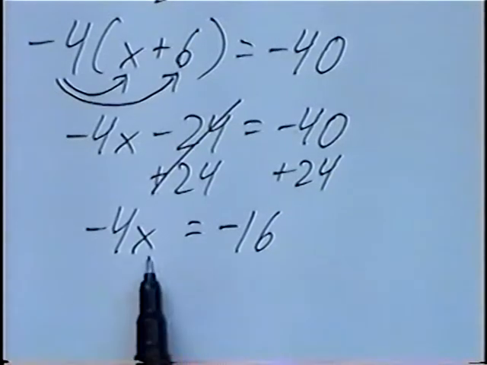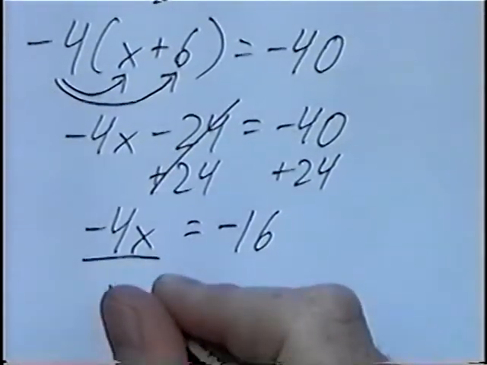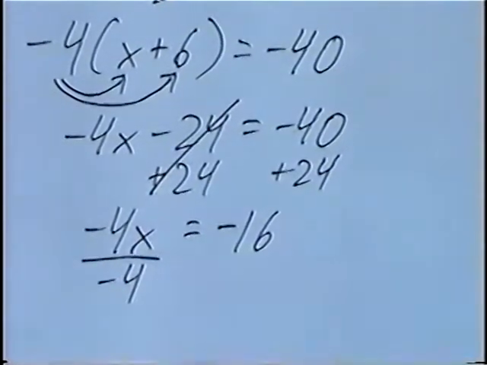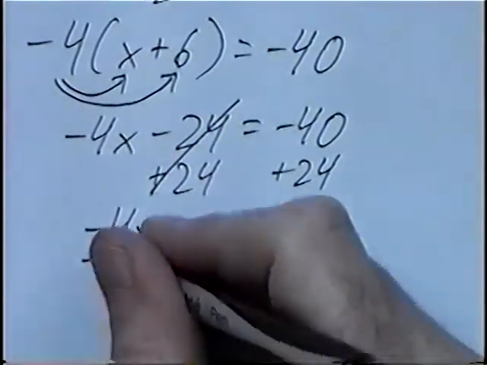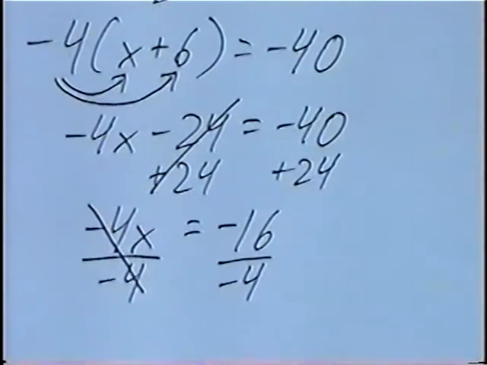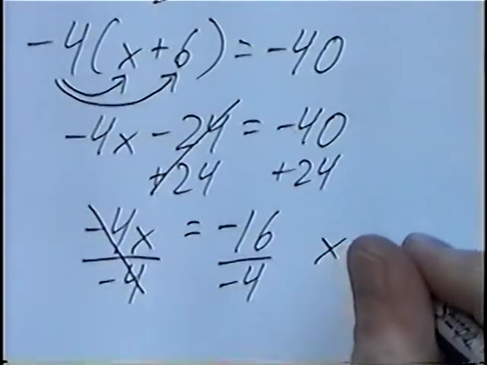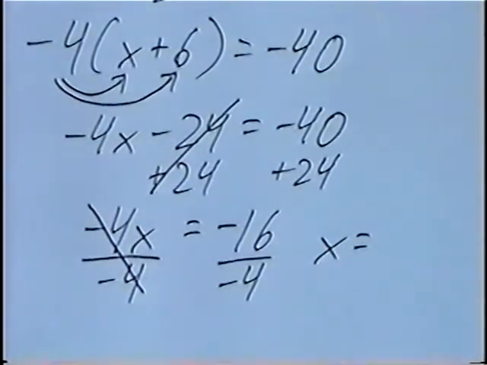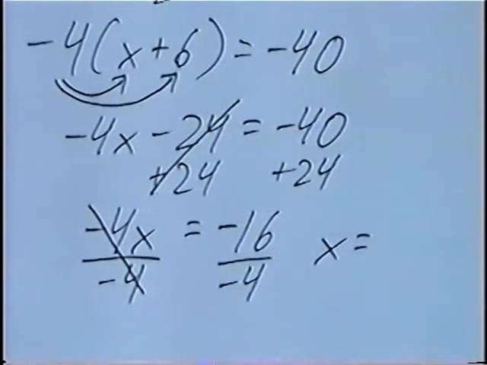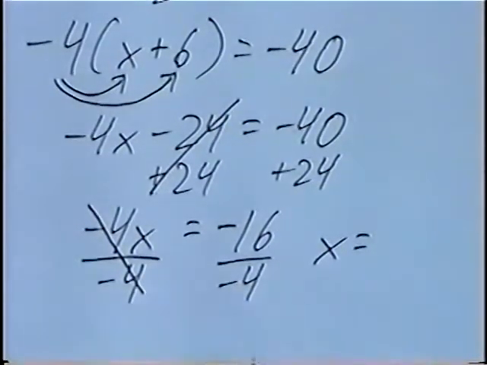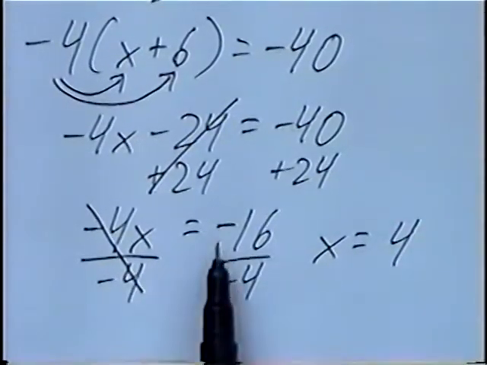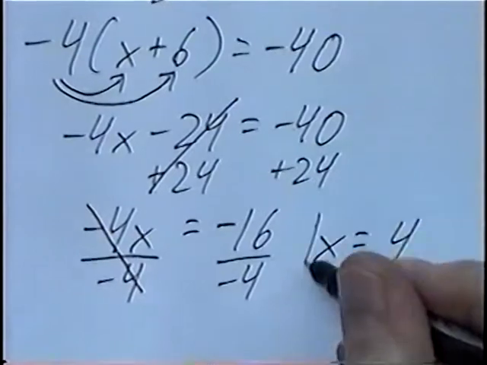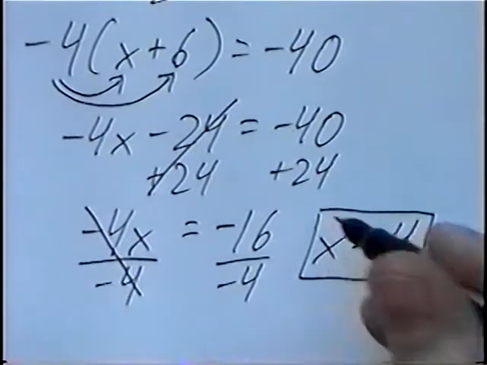And last step, negative 4 times x, to cancel out multiplying by negative 4, you can divide each side by negative 4. Negative 4 divided by negative 4 cancels. So the final answer would be x equals negative 16 divided by negative 4. 16 divided by 4 would be 4. And when you divide two negatives, the answer is positive. So x equals 4.